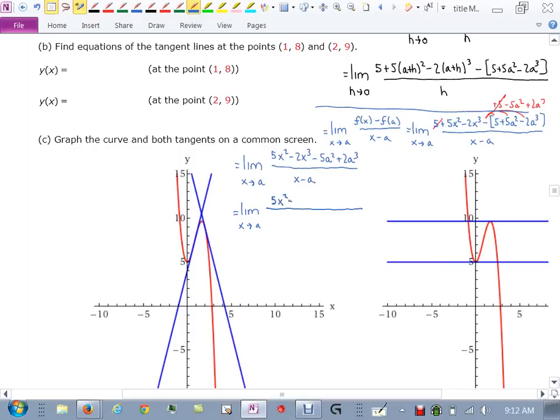5x squared minus 5a squared minus 2x cubed plus 2a cubed over x minus a. So I put my square terms side by side and my cube terms side by side. Now, out of the first 2 terms, I can factor out a 5. When I do that, I'm left with x squared minus a squared. On the second 2, I can factor out a negative 2, and what I'm left with is an x cubed plus a cubed, all over x minus a.